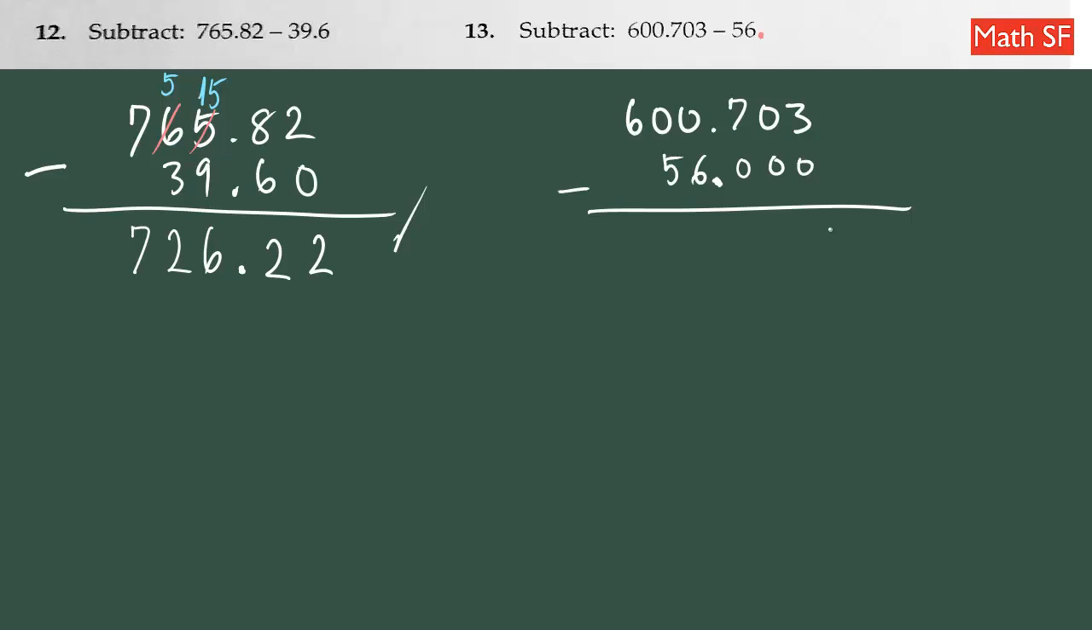Now let's subtract. 3 minus 0 is 3, 0 minus 0 is 0, 7 minus 0 is 7, 0 minus 6, oh wait a minute, we must borrow, so we're going to start from here. This is going to become 5, this is going to become 10, but since we're going to borrow, it's going to become 9. Now this finally will become 10. So 10 minus 6 will be 4. 9 minus 5 is 4. And 5 is just 5.